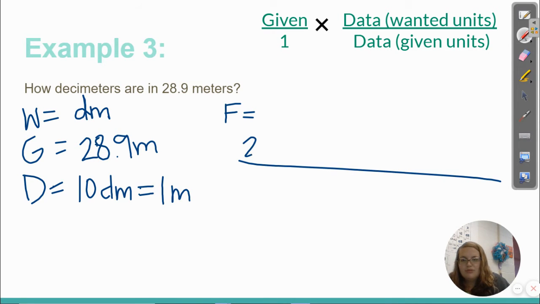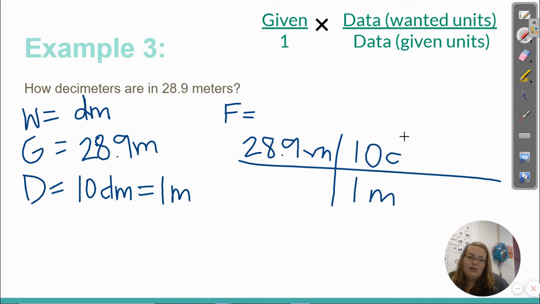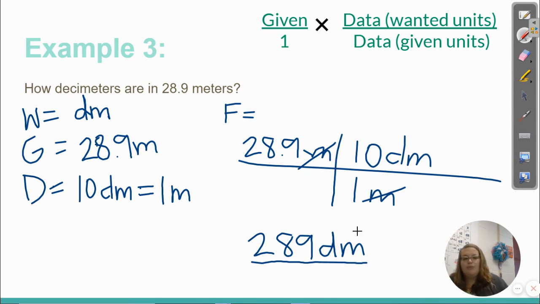So 28.9 meters. Meters on top, so meters on bottom. 1 meter is 10 decimeters. Meter cancel, meter cancel. 28.9 times 10 divided by 1 is 289 decimeters. And again, because it's a metric conversion, we don't really have to worry about our significant figures because that's 3, and that's still 3 again. I do believe we have one more.